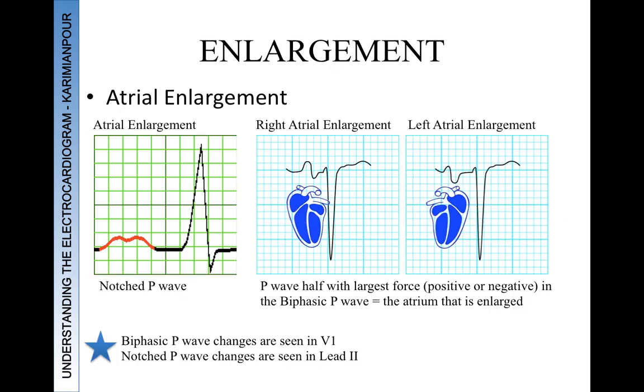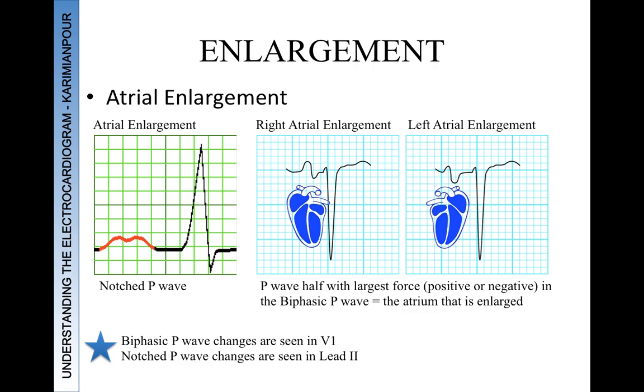So let's talk about enlargements. Atrial enlargement, specifically here in this slide. There are two specific leads that I look at for atrial enlargements. The first lead that I look at is limb lead 2. Limb lead 2 sits right on top of the atria, so it's easy to use that and look at the P-wave morphology to see if there's any abnormality.